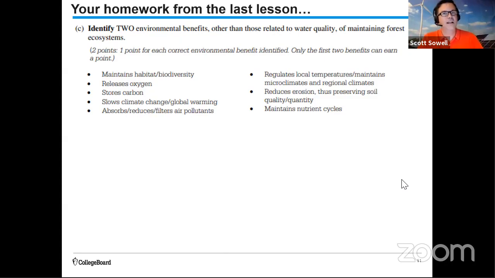Remember, many times on an FRQ question, there will be this clause that says, other than blah, blah, blah. For whatever reason, that's a nice place for our eyeballs to sometimes scan over. So slow down and read your questions really carefully.